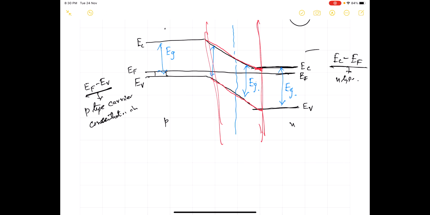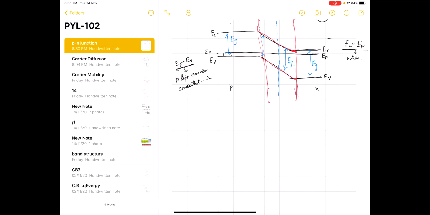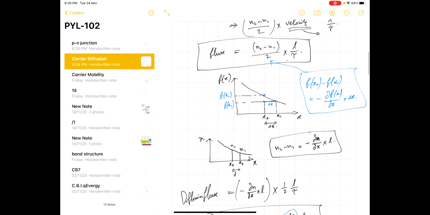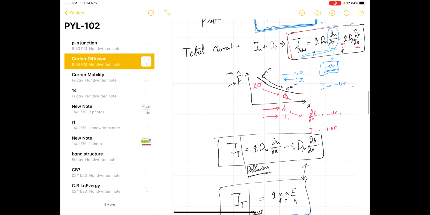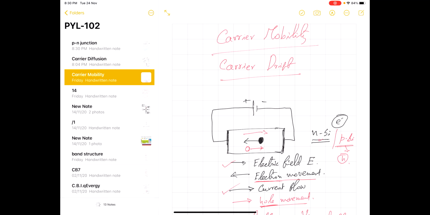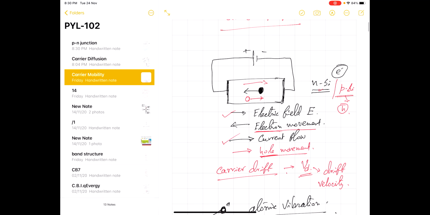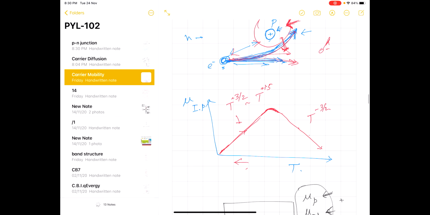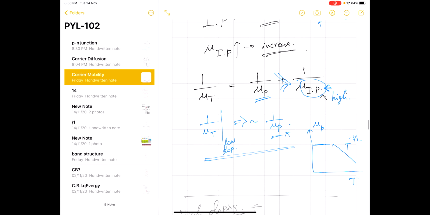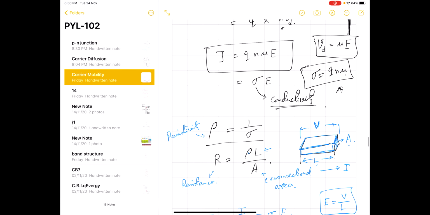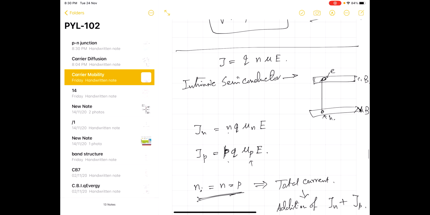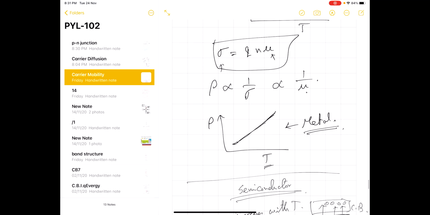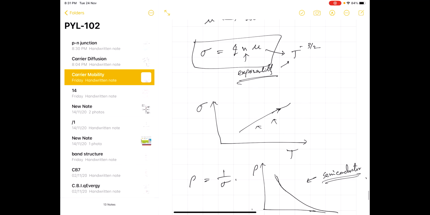If you recall, in my previous class, on carrier diffusion, in the mobility class I think, I showed you what is the effect of the field. Where is it? Sorry, I can't find it.